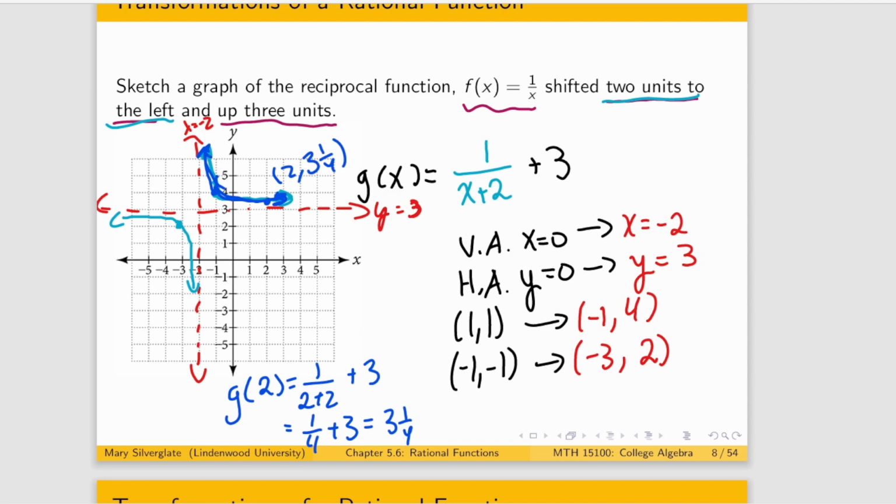And similarly, in this other quadrant, you could have confirmed by plugging in, I don't know, negative 5. So if you wanted to find g of negative 5, that would be plugging in 1 over negative 5 plus 2, plus 3. Negative 5 plus 2 gets us negative 3, plus 3. So that's 3 minus 1/3. So if you think on the number line, we're at 3, and then we take away 1/3.